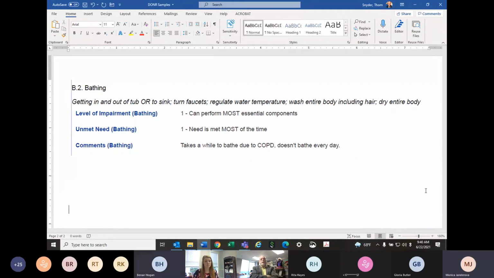Excellent. I think a good rule of thumb is, if you've scored a domain and you can't tell from what you've written what a reasonable care plan would look like, you probably need to go back and tweak your scoring or your comments. Okay. All right. Excellent. Any other conversation or questions about this particular one?